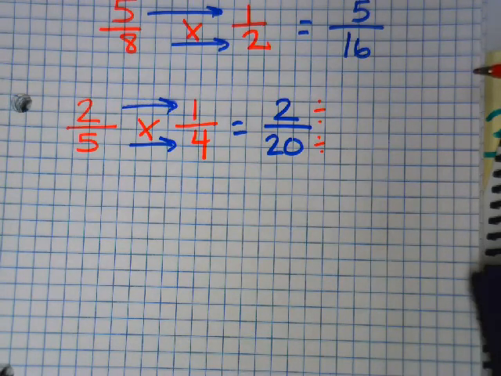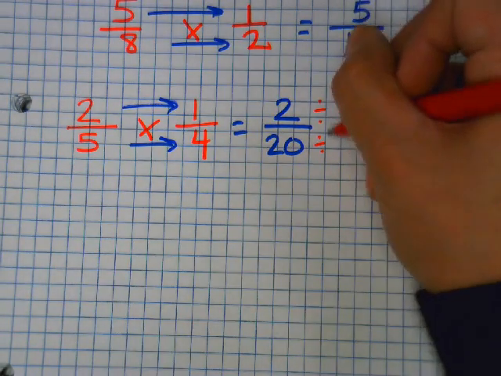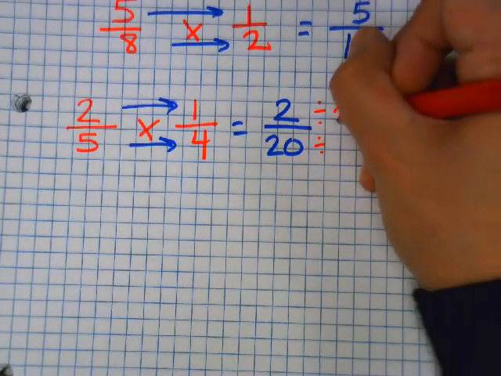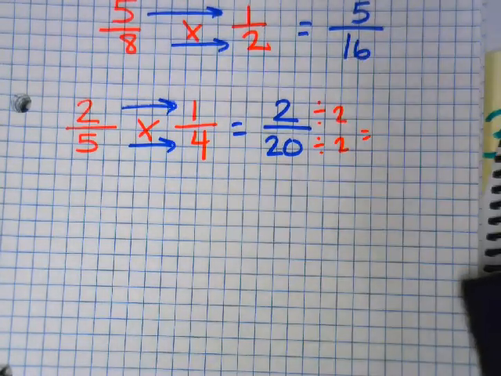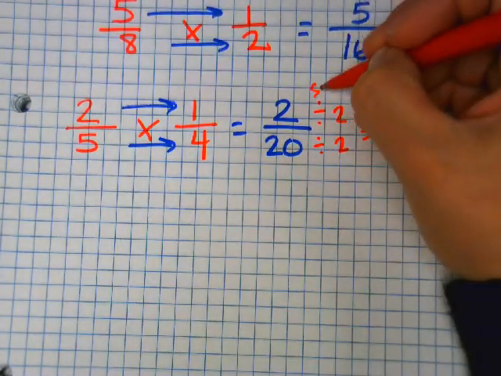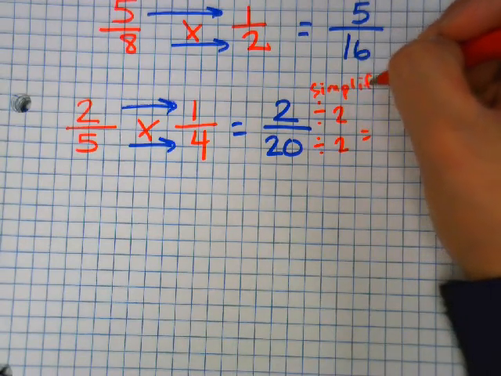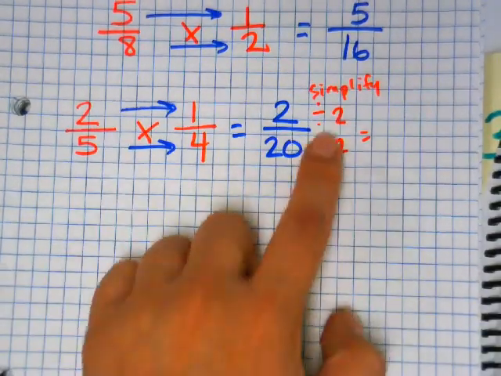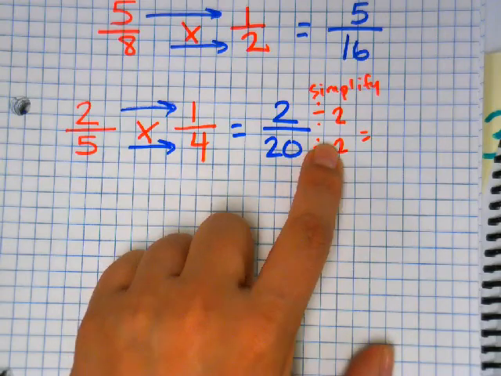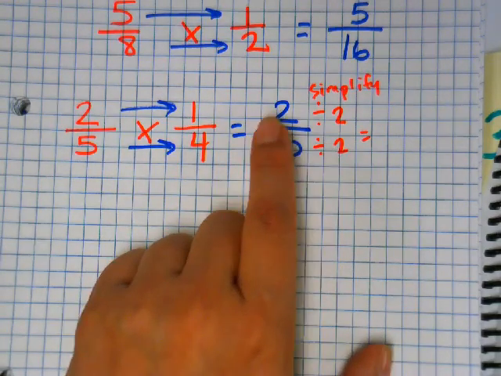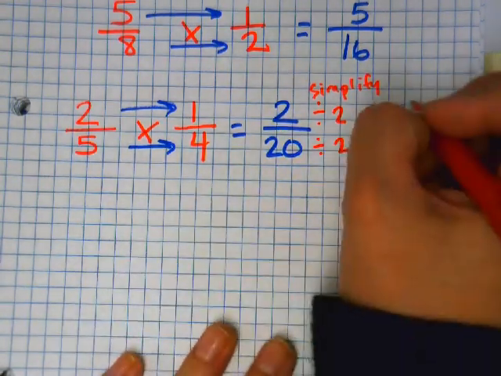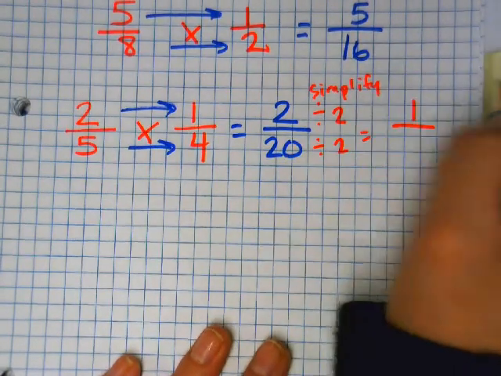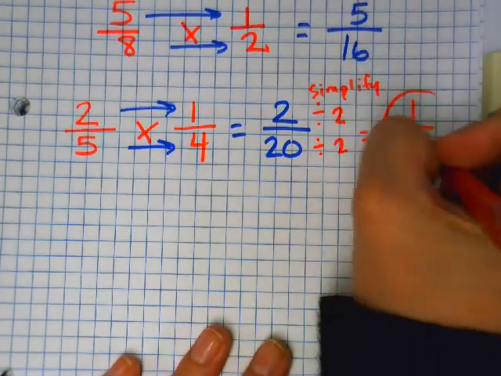So what can I divide 2 and 20 by? So everybody write divide, divide. It's 2 and 2. So this is how I simplify. If you don't know, now you know. When I divide and divide, that's called simplify. What's 2 divided by 2? 1. What's 20 divided by 2? 10. That's the final answer.